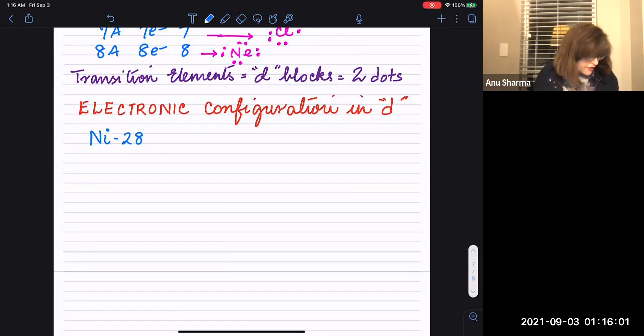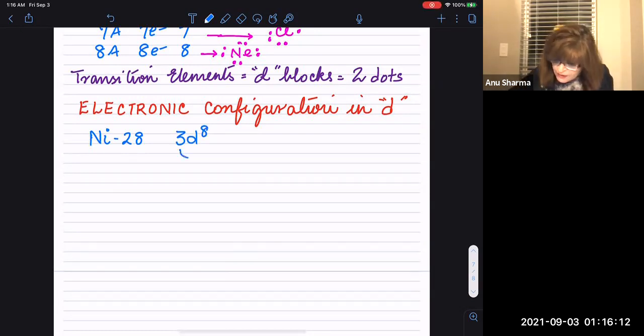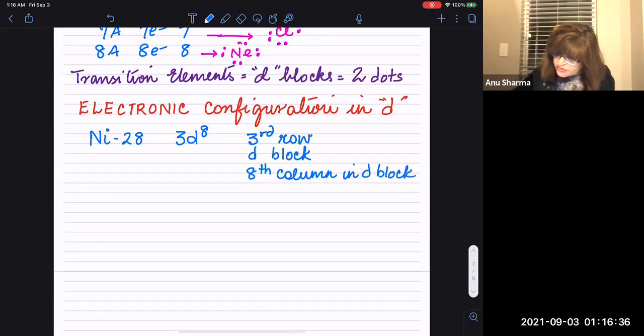So first of all, where is nickel found? Nickel is found in 3D and it is found in the 8th column. 3d8. That's where you need to stop. Why? This is found in the 3rd row. It is found in the D block, and it is found in the 8th column in the D block. Okay, so that is why you will be stopping at 3d8.